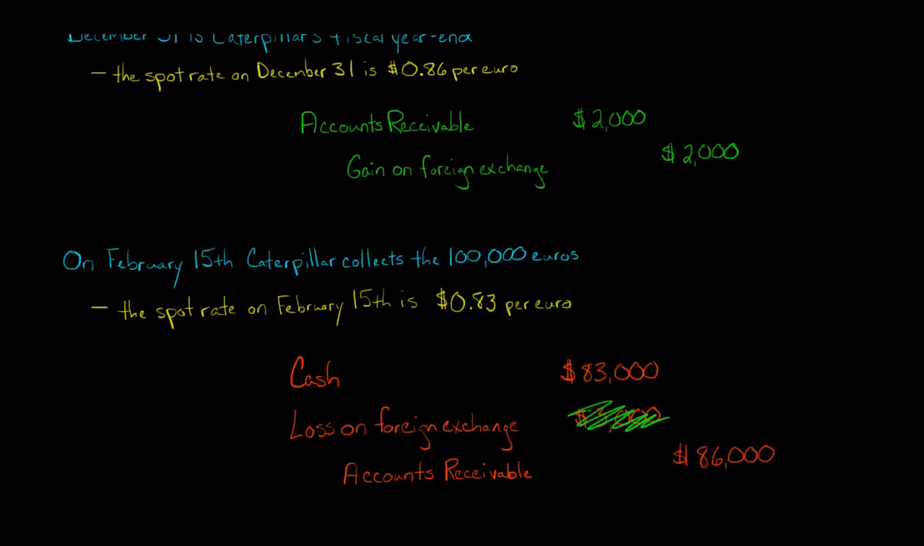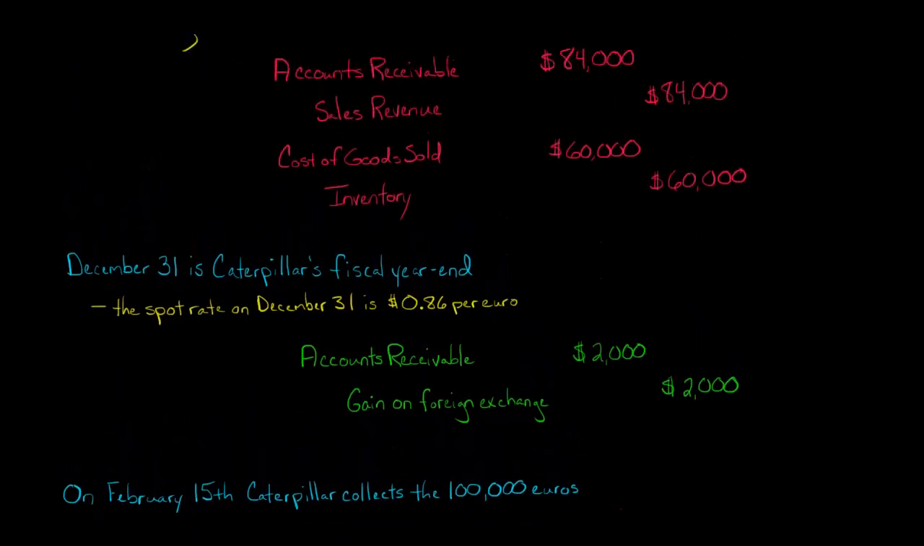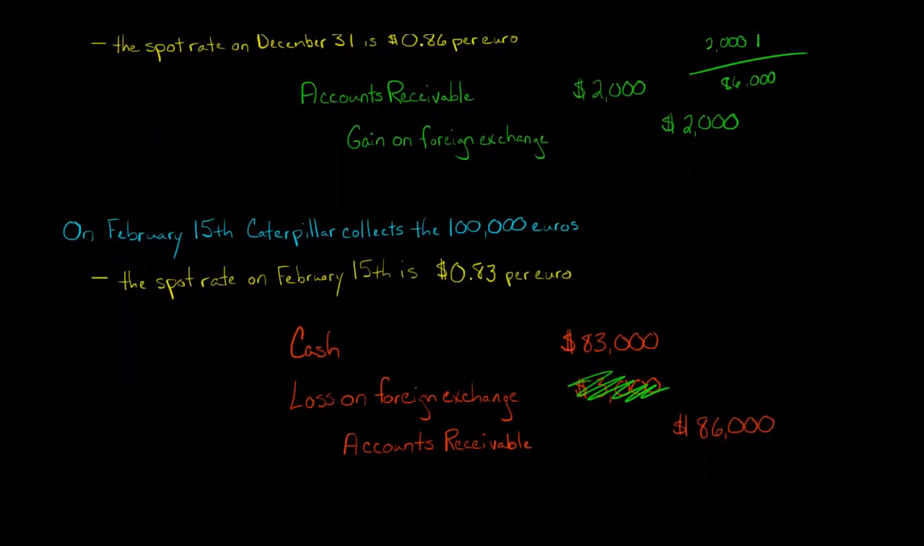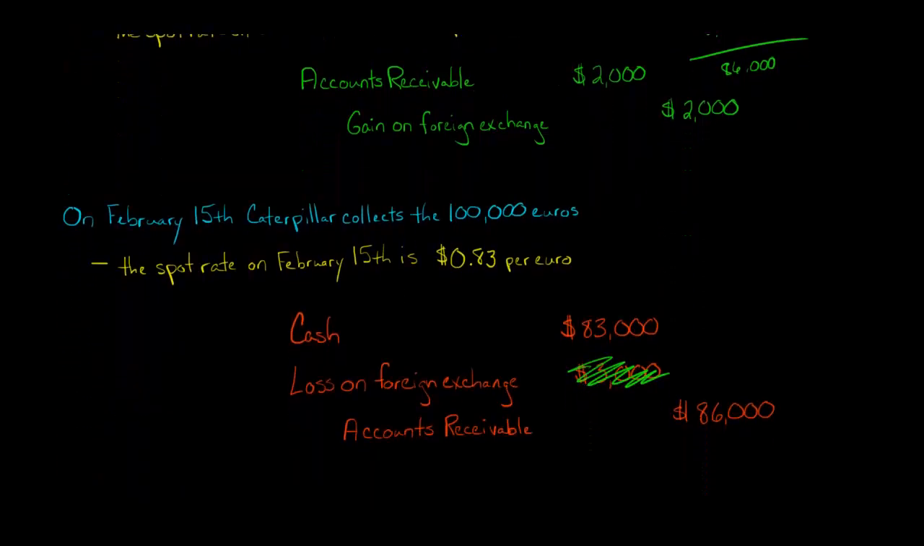Now, you say, well, how do we know to credit the accounts receivable for $86,000? Well, if we had made a T account for accounts receivable, we started with 84,000, and then with this transaction, we debited again for 2,000. So our running balance of accounts receivable is 86,000. Now, we need to take that off the books. We need a credit for $86,000. So that's what we're doing when we have this credit here for accounts receivable.